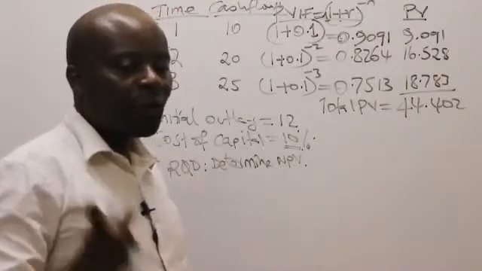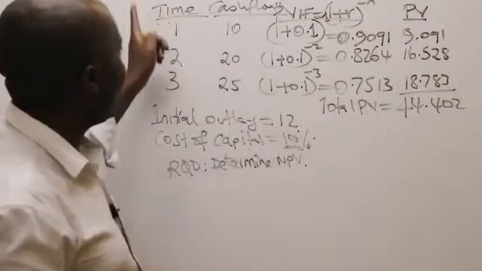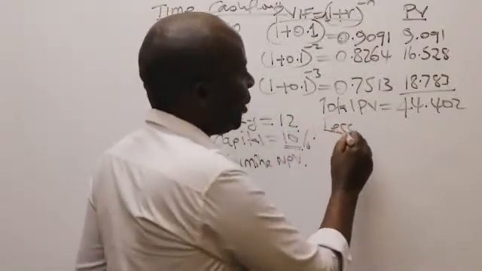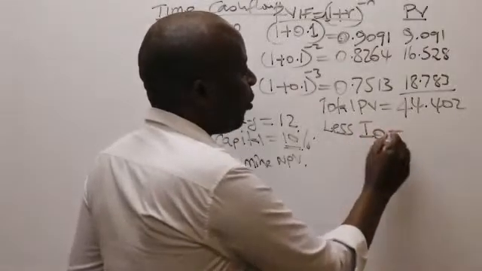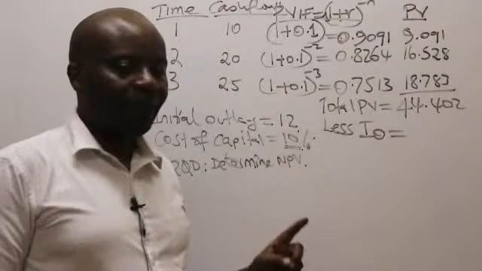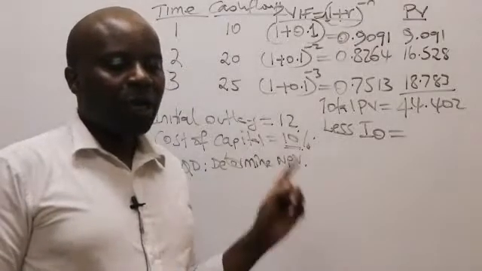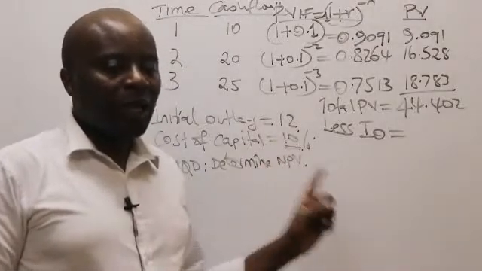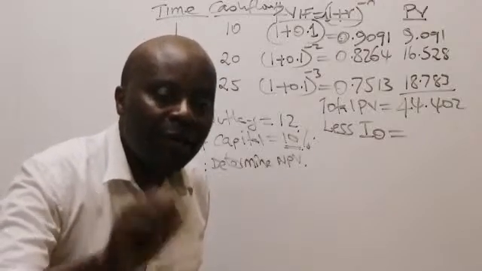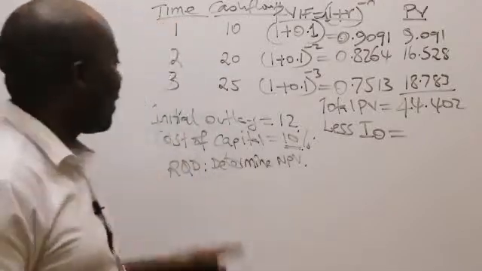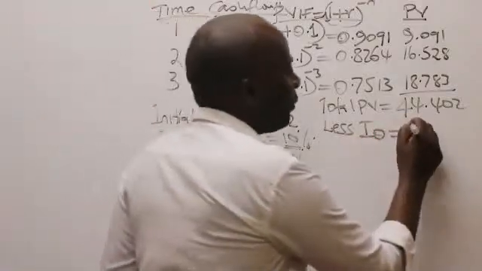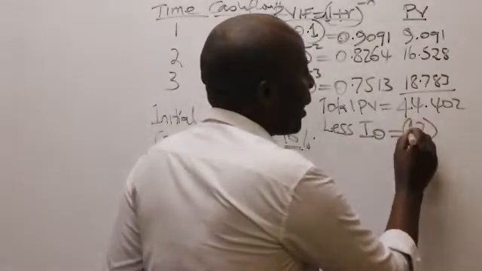So it will be net of what? Because they want us to calculate net present value, we must say here, less the initial outlay. IO stands for what here, somebody? Initial outlay. Initial outlay is the amount you incur at the beginning, your investment. The initial outlay, the cost of the project, is 12. So please go ahead and deduct this.